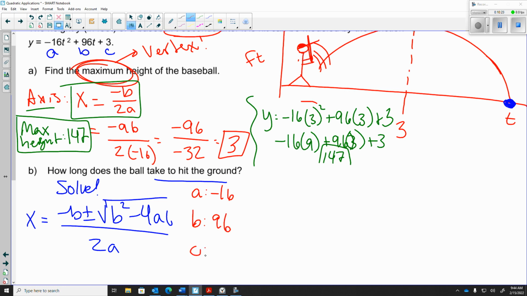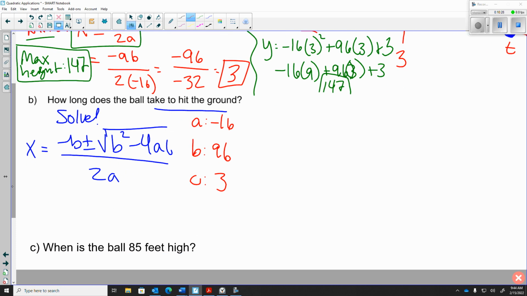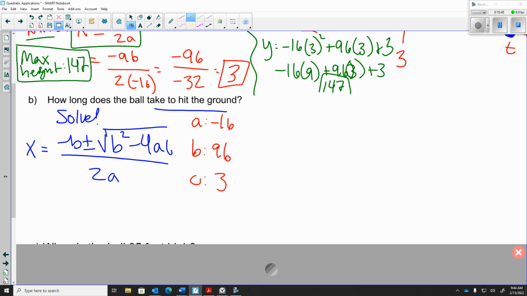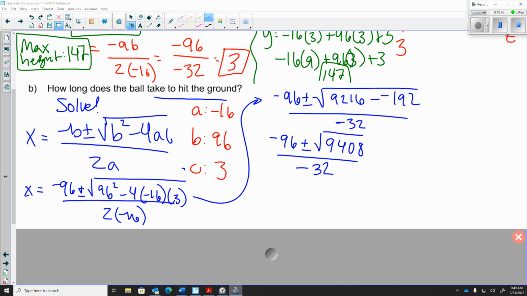I got A, B, and C. Do you guys think you can do this on your own? Those are big numbers, you sure? It's the same thing, it's just big numbers. Use your calculator, try it on your own. Take a couple minutes, see if you can solve this. All right, so did you guys get to here? You got to the square root of this big ugly number.